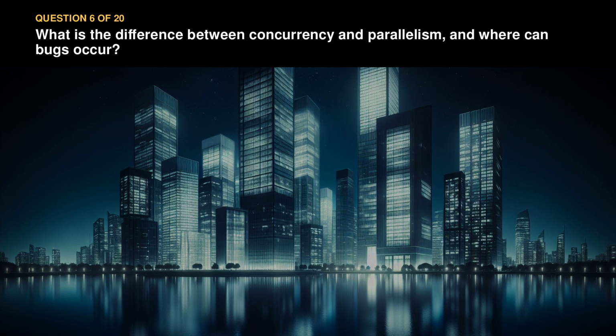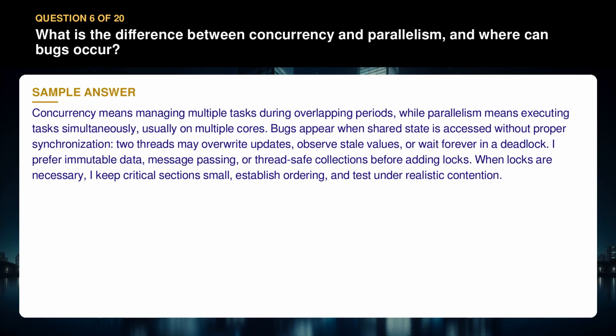Question 6. What is the difference between concurrency and parallelism, and where can bugs occur? Concurrency means managing multiple tasks during overlapping periods, while parallelism means executing tasks simultaneously, usually on multiple cores. Bugs appear when shared state is accessed without proper synchronization. Two threads may override updates, observe stale values, or wait forever in a deadlock.